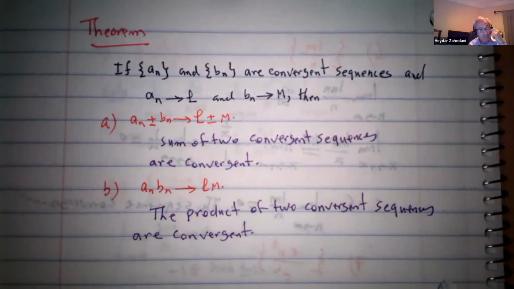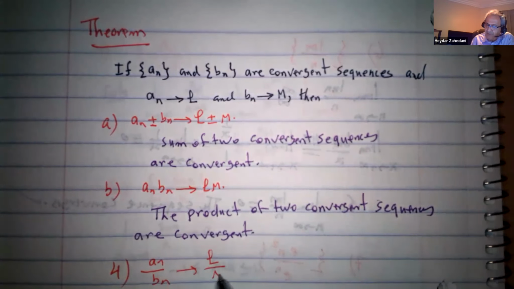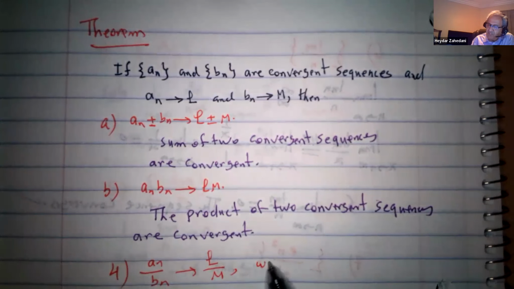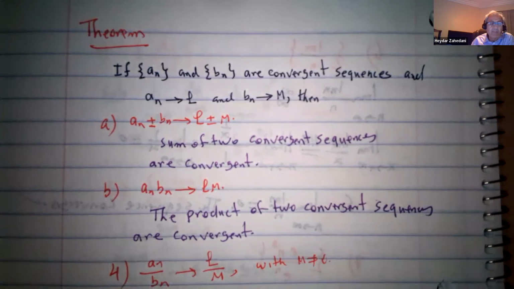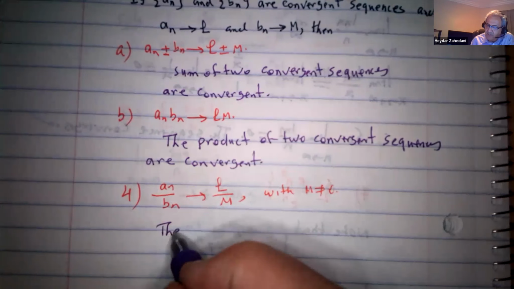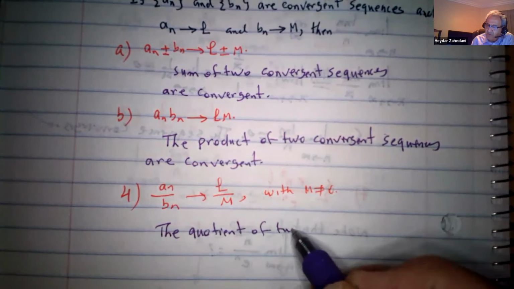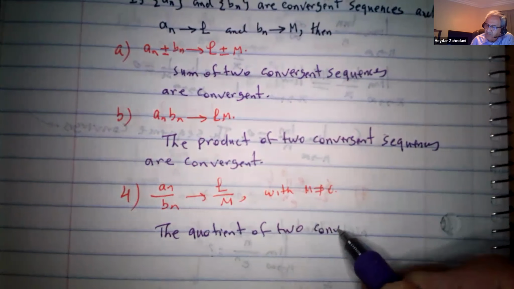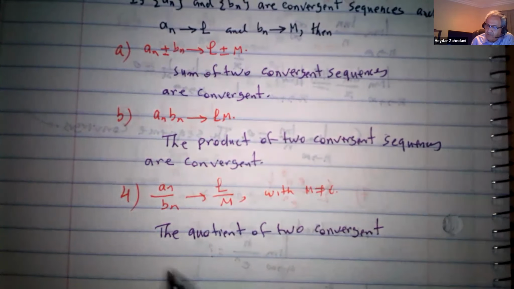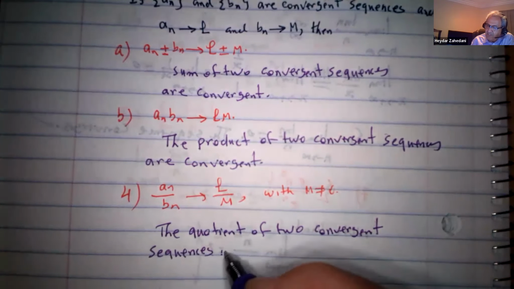So the sum, the product, and also the quotient. See the quotient, it's going to be a_n over b_n, that goes to L over M, of course with the condition that M is never zero. So this means the quotient of two convergent sequences is convergent.